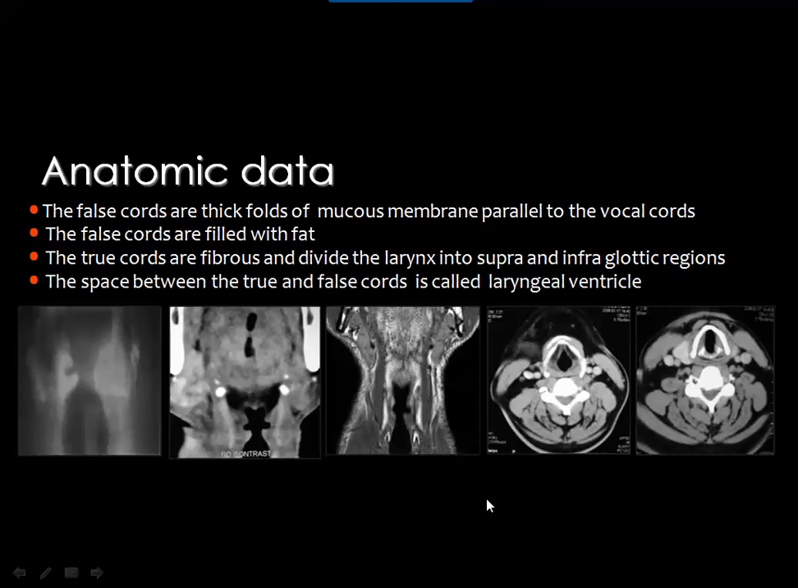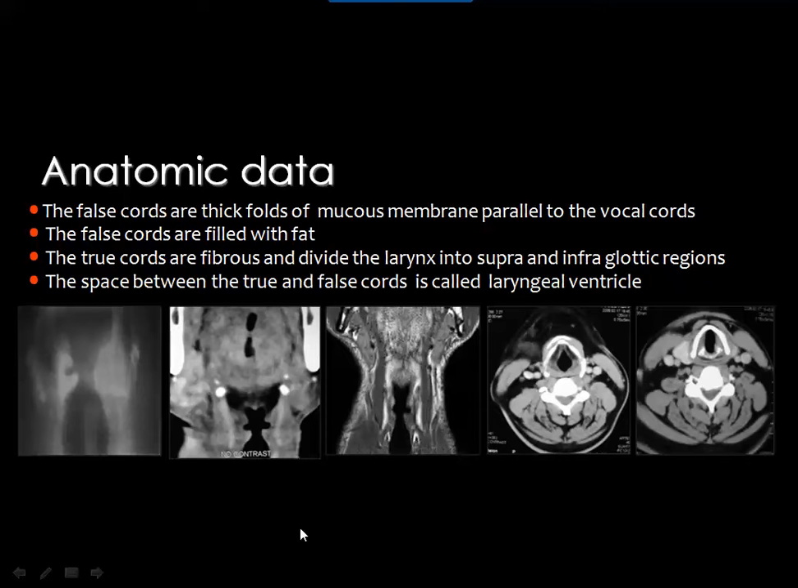Then if you have the coronal images like this by CT and by MRI, then you are able to see the true vocal cord and the false vocal cord above it, and the depression filled with air in between, and this is known as the laryngeal ventricle.